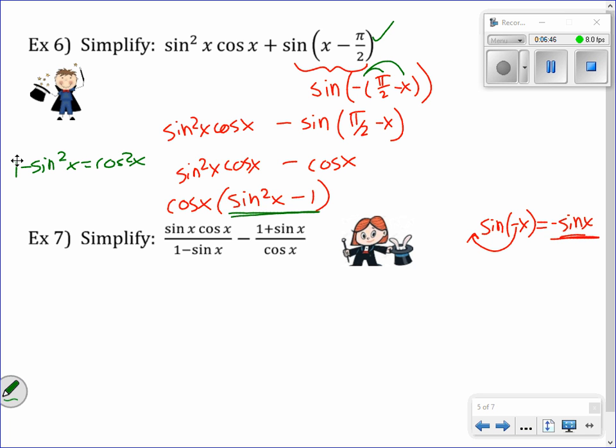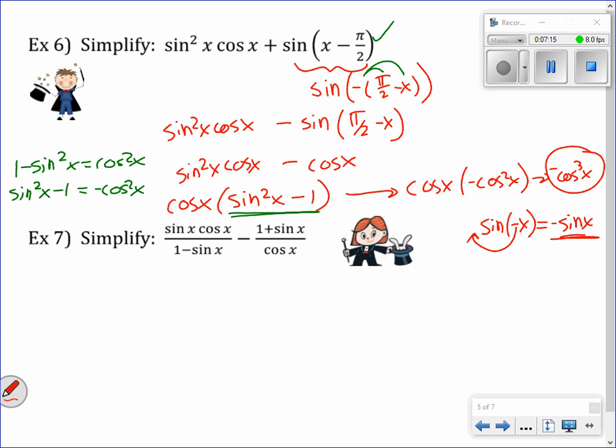So the only thing wrong with this is that sine squared minus 1 is backwards. So if I want to make this sine squared minus 1, I would make this negative cosine squared. Okay. So I'm going to replace that thing in parentheses with negative cosine squared. So I get cosine x times negative cosine squared. So my final answer is that this all turns into negative cosine to the third. Phew.